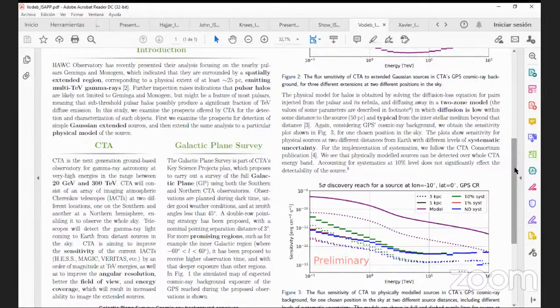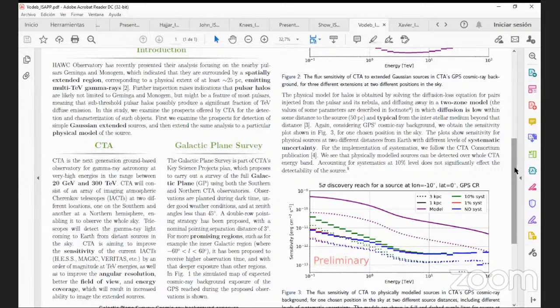It is aiming to improve the sensitivity of the current telescopes, such as HESS, MAGIC, and VERITAS, by an order of magnitude at TeV energies, as well as to improve their angular resolution, field of view, and energy coverage, which will then result in increased ability to image these extended sources. Preliminary population studies have shown that CTA could detect roughly half of such TeV halo sources and even resolve the shape of their profile for a significant number of them.